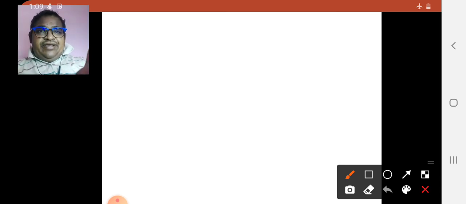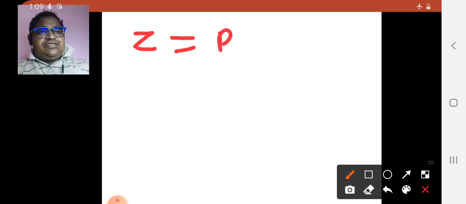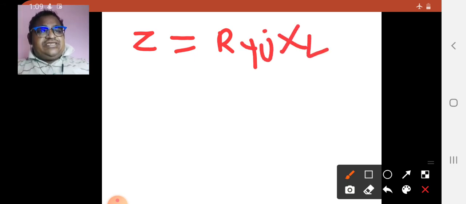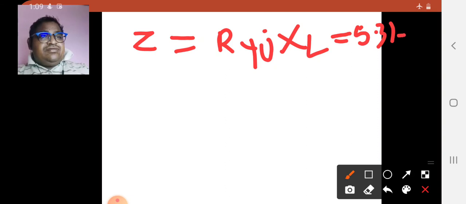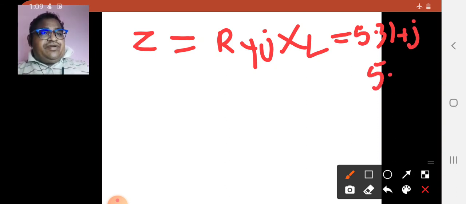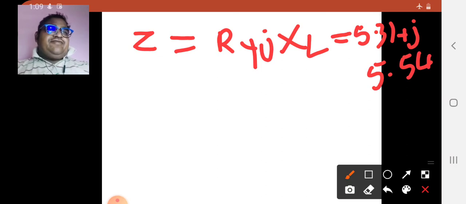As per the problem, first let us find the impedance of the transmission line. Here you can observe that he did not give the receiving end voltage. He has given the sending end voltage, and from it you need to find the receiving end voltage. We have the formula. Z is equal to R plus jXL, which is 5.31 plus j5.54. This is the value of Z.